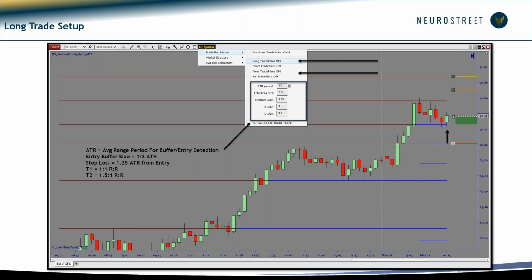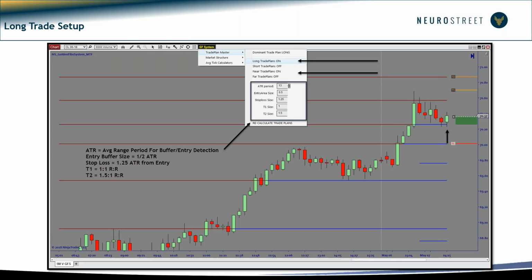And this dynamic planner will plan long and short positions simultaneously. You can choose to turn one off versus the other. You can also create different measurements of the average range, the size of your buy or sell zones. You can also create the size of your stops based off volatility, and then your risk and reward for your targets.